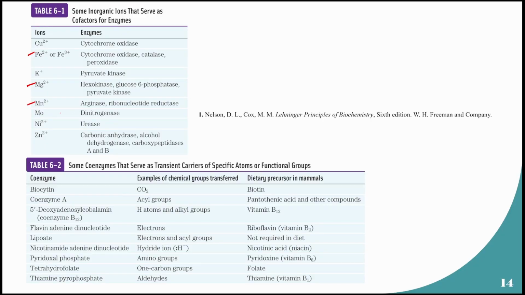Mn2 plus for arginase, molybdenum is there for dinitrogenase, and so on and so forth, right? Zn2 plus is again here for carbonic anhydrase, which we talked about in this particular case. And then you also have different functional groups or chemical groups related to this particular set of enzymes. So you don't need to memorize or remember all of those. These are just quick examples of the concept.